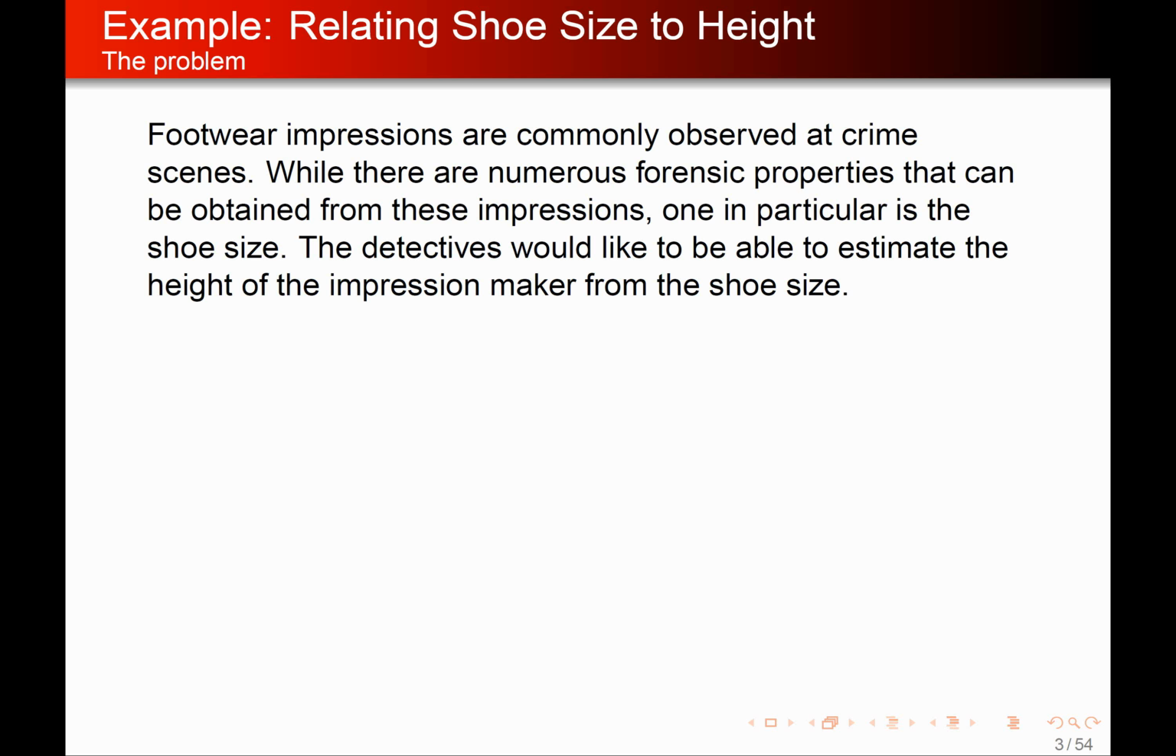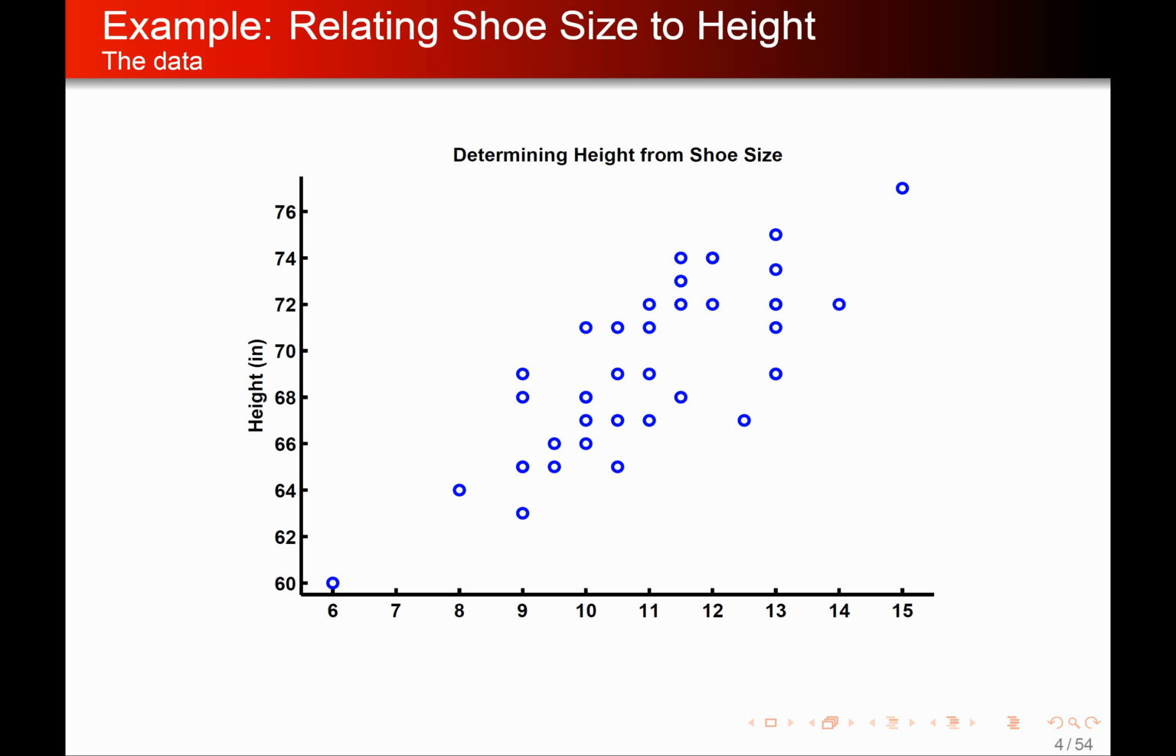Now let's have a look at an example. We're trying to relate the shoe size to the height. So the problem is the footwear impressions are commonly observed at crime scenes. While there are numerous forensic properties that can be obtained from these impressions, one in particular is the shoe size. The detectives would like to be able to estimate the height of the impression maker from the shoe size. So this is a regression problem.